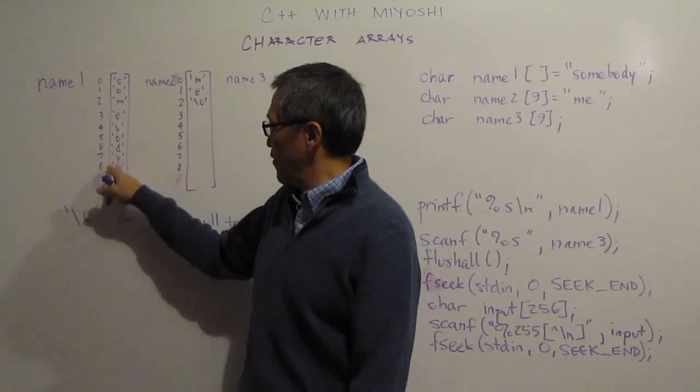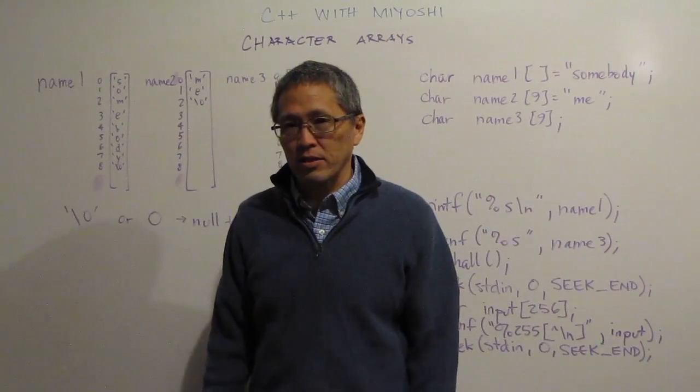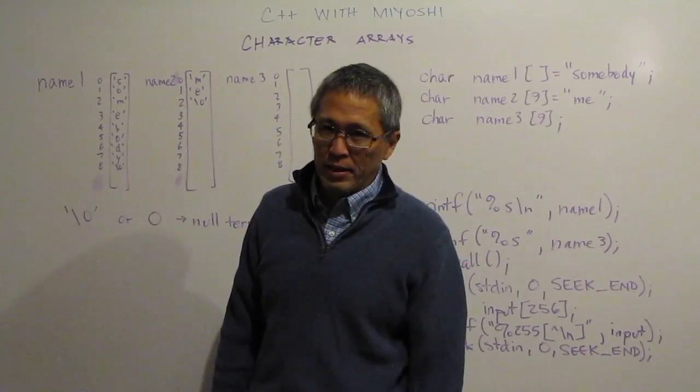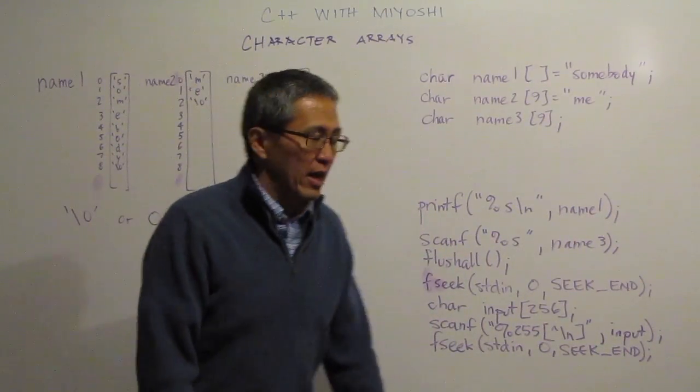If it wasn't there, it would keep printing out characters until it finally got to a 0 in the memory locations. And that's not a good thing necessarily, but that is how it works.